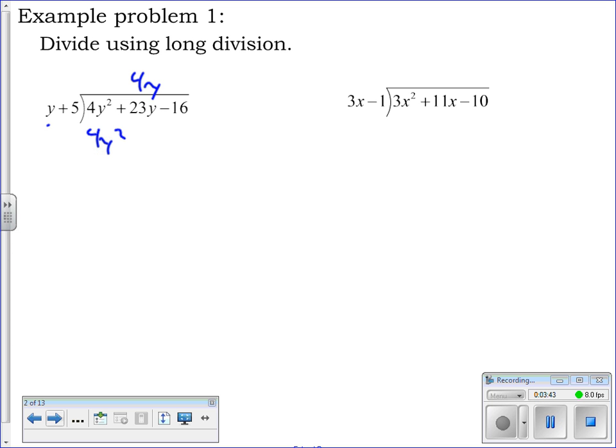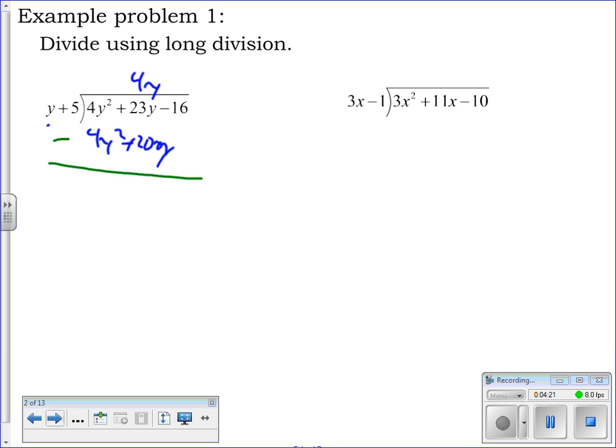Now I concern myself with the 5. 4y times 5 gives me plus 20y. When you did long division, you multiplied it right underneath, and then you subtracted. You do the same process. You subtract. 4y squared minus 4y squared is gone. That's our goal, to get rid of that first term. I don't care about what happens in the second column, but this first column needs to get cleared.